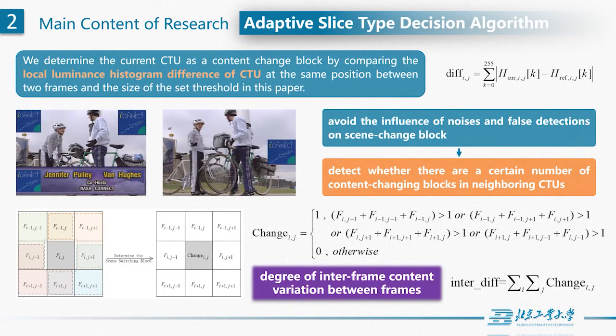We determine the current CTU as a content change block by comparing the local luminance histogram difference of the CTU at the same position between two frames and the size of the threshold in this paper. In order to avoid the influence of noise and false detections on scene change blocks, we detect whether there are a certain number of content changing blocks in the neighboring CTUs. And we get the degree of interframe content variation between frames from this formula.